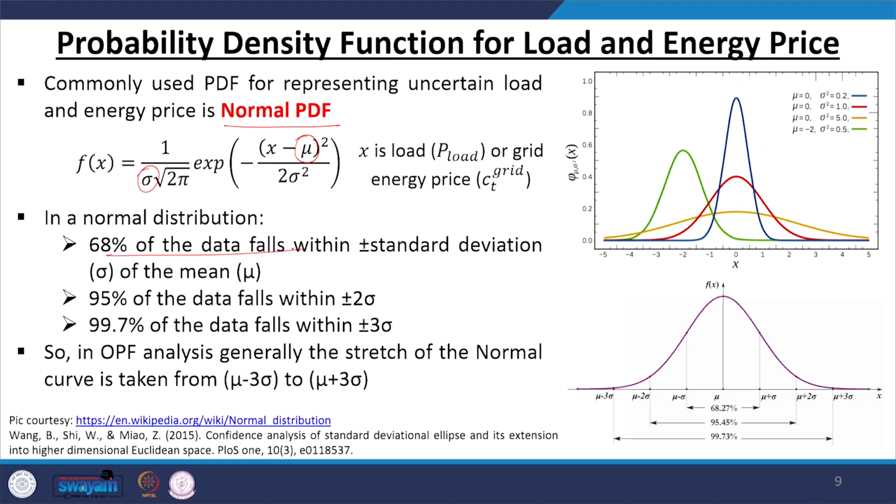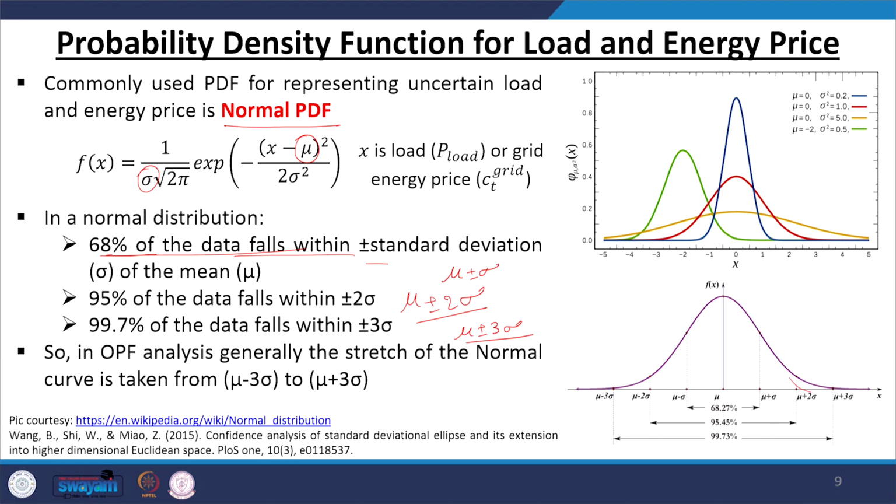But how much tail will you take for that normal distribution? That is a question. You know the theory that 60% of the data falls under the mu plus or minus sigma range of the normal distribution. If you flatten it a little bit, then for mu plus or minus 2 sigma, a total of 95% of the data comes, and for the mu plus or minus 3 sigma range, almost the entire data set will come.